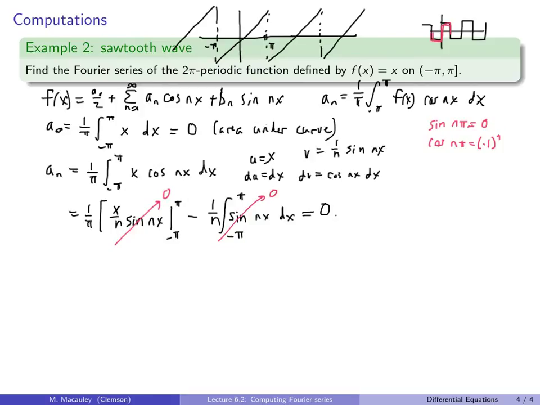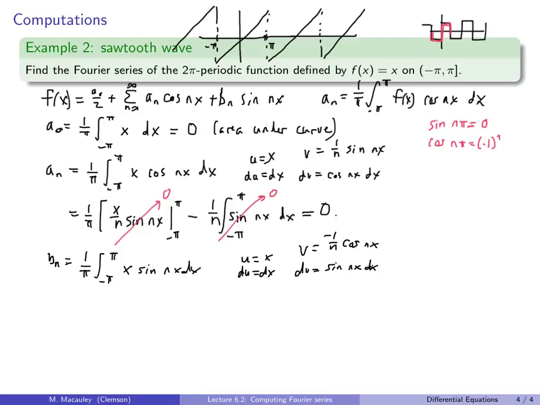So b_n, let's do this. b_n is 1 over pi times the integral from negative pi to pi of x sine of nx dx. So integration by parts again: u equals x, du equals dx, dv equals sine of nx dx, and v equals negative 1 over n cosine of nx, and here I'm going to need a negative sign. Okay, so plugging this back in, u times v is negative x over n cosine of nx.